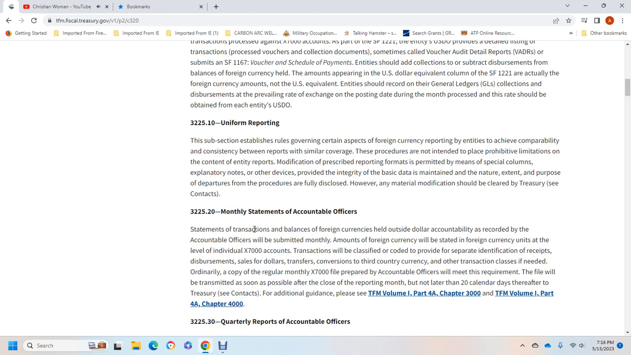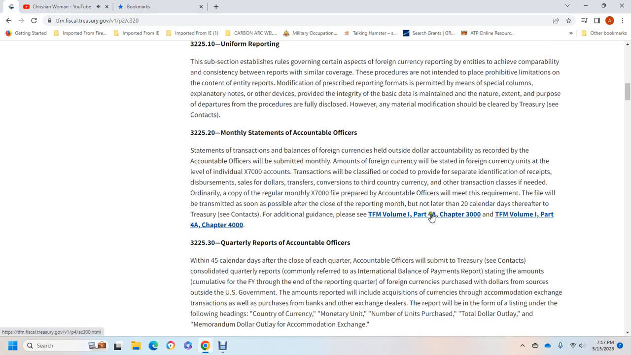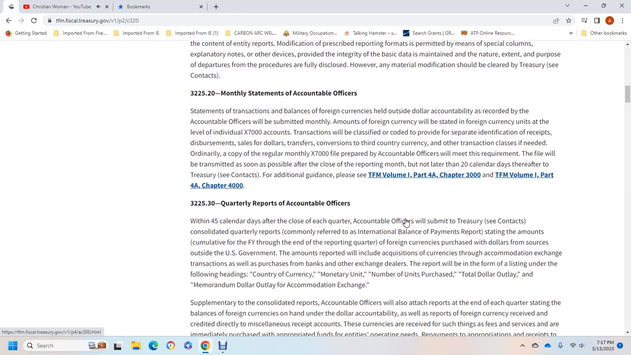Section 322520, monthly statement of the accountable officer. The statement of transactions and balance of foreign currency held outside of the dollar account, recorded by the accountable officer, is submitted with the monthly amount of the foreign currency saved in foreign currency units at the level of the individual X7000 account. Transactions are classified by code and prepared with separate identification of the receipt, the disbursement, sale of dollars, conversion to third country currency, and other transaction classes. The ordinary copy of the regular monthly X7000 file, prepared by the accounting officers, will meet the requirements and is to be transferred as soon as possible after closing the report, no later than 20 calendar days thereafter, to the Treasury. For additional guidance, see Treasury Financial Manual Volume 1, Part 4A and Part 4A, Chapters 3000 and 4000.